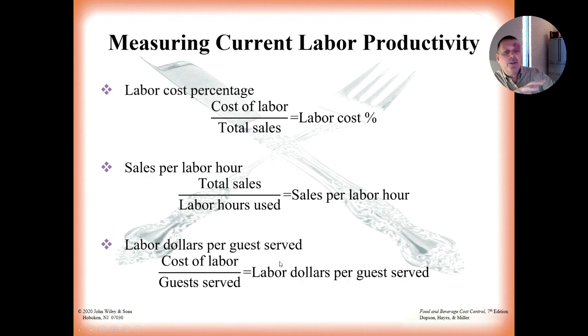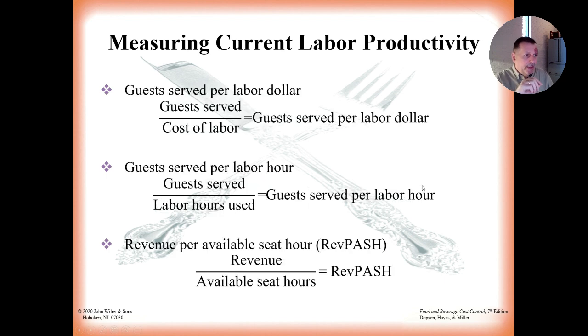Now, not everybody's going to do all of these. Some managers will find one that they feel best represents the information they want to see how well they're doing. So moving forward, guests served per labor dollar. Same thing. The part there is the guests served. Labor dollar, our cost of labor, is the whole. Guests served per labor hour. Same thing, except instead of dollars, we're doing hours.